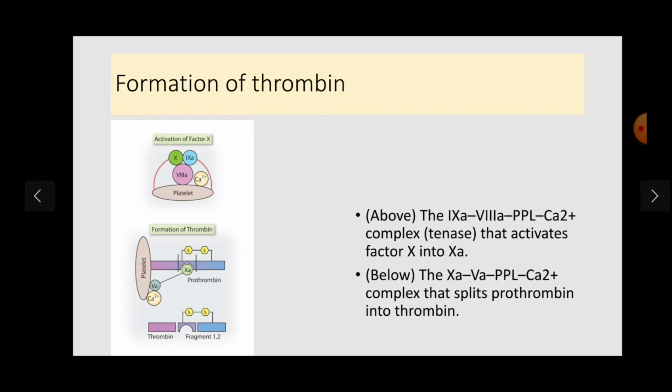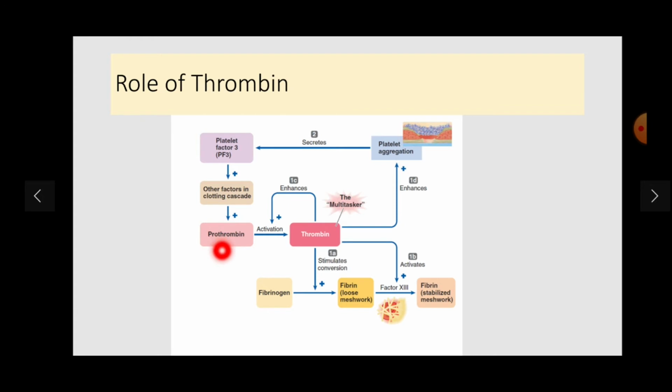Thrombin is a proteolytic enzyme. In this manner, from prothrombin, thrombin as well as fragment 1.2, which is an inactive peptide, are formed. Prothrombin activator complex converts prothrombin into thrombin. Thrombin is a multitasker proteolytic enzyme. It converts fibrinogen into fibrin, and it activates factor 13 and stabilizes the fibrin meshwork.